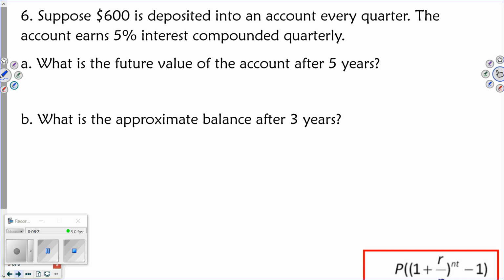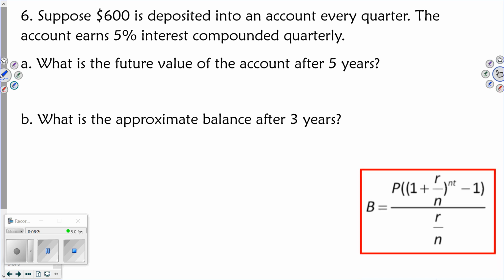Okay? So again, let's look at our formula. Let's write it down. So B equals. How much am I starting with? 600. 1 plus my rate, 5%, 0.05, that's a good interest rate. Compounded quarterly, how many times is that? That is 4, good. 4 times, and we're talking 5 years.